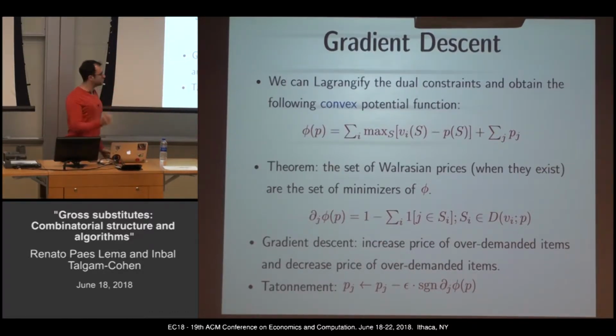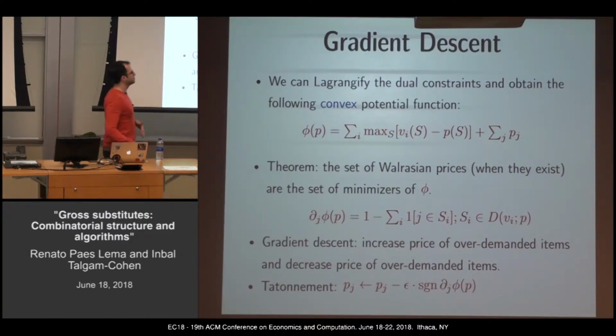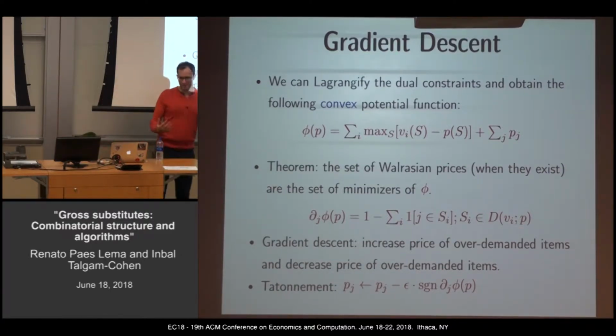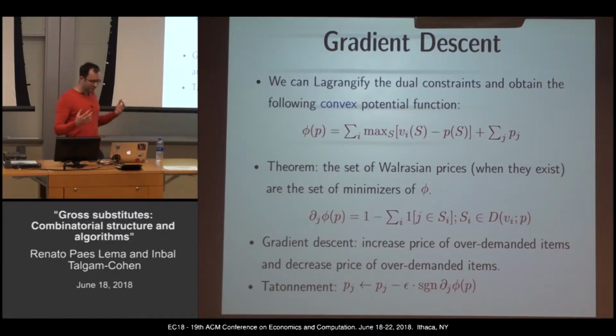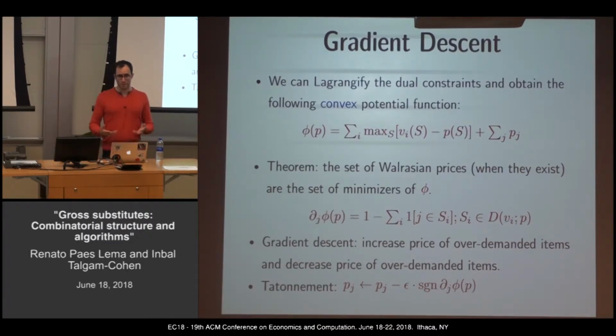So you have this function here. And one thing that comes out of the previous analysis is that the set of Walrasian prices are the minimizers of phi, whenever a Walrasian price exists. Phi usually will have minimizers, but if there is any Walrasian price, it will be the set of minimizers of phi. And then you're in the situation that makes people in convex analysis very happy. What they're trying to find is the minimum of a convex function. We know how to minimize convex functions: just run gradient descent. Let's look at what the gradients say.